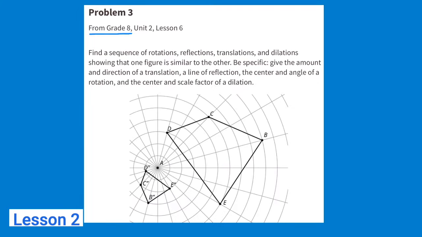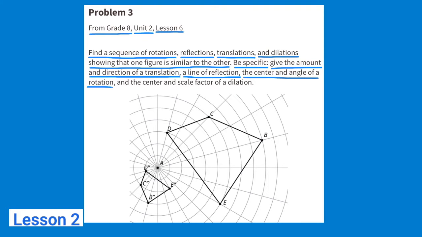Problem number 3, from 8th grade, Unit 2, Lesson 6. Find a sequence of rotations, reflections, translations, and dilations showing that one figure is similar to the other. Be specific. Give the amount and direction of a translation, a line of reflection, the center and angle of a rotation, and the center and scale factor of a dilation.